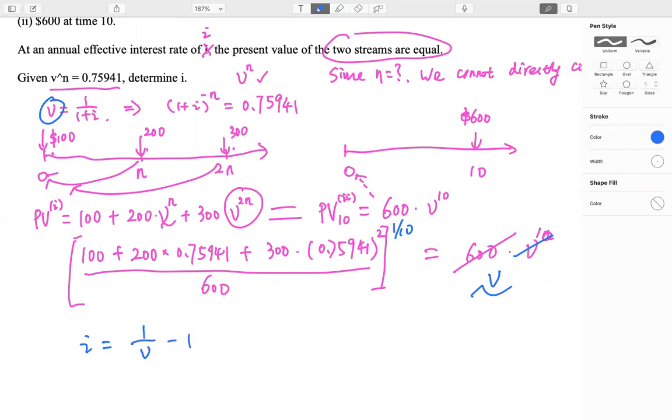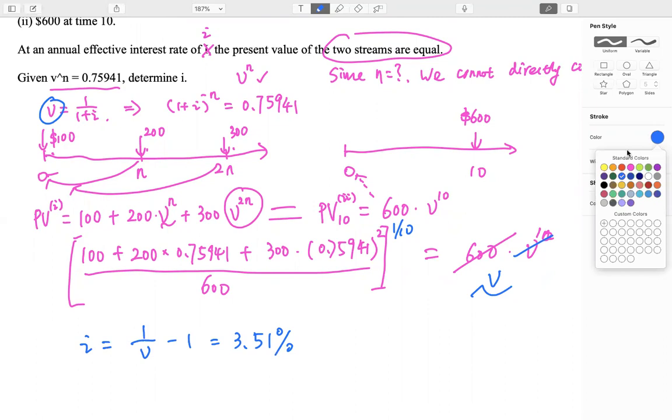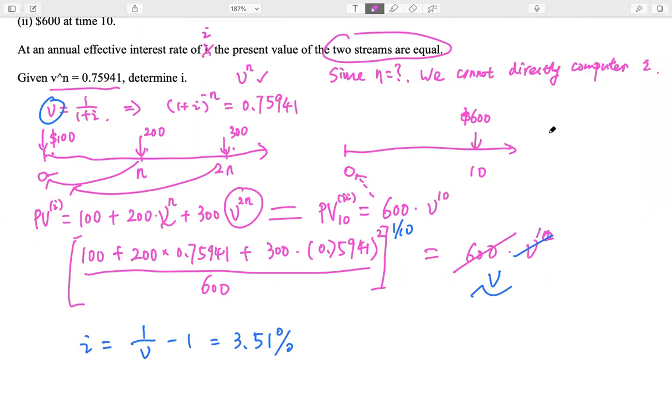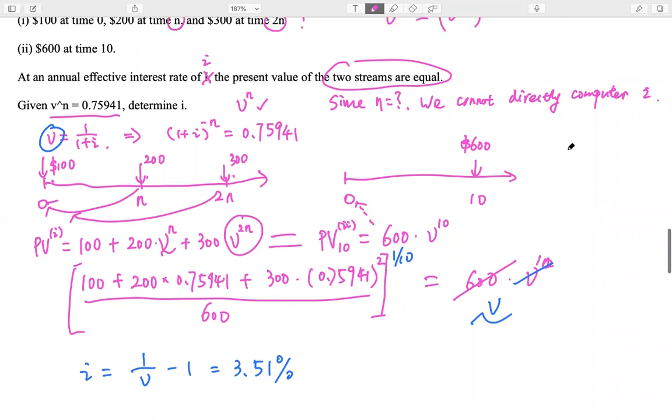Okay, what is my result? I got the result of 3.51%. Please check. Make sure you not only know everything, you can actually calculate exactly the correct result, because for the SOA exams, the only thing that matters is the correct option. Sometimes even if you are lucky, that's okay.